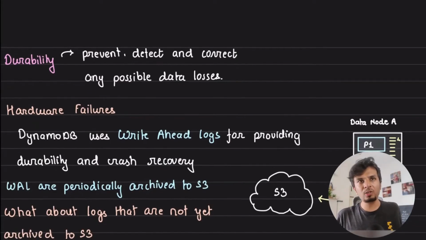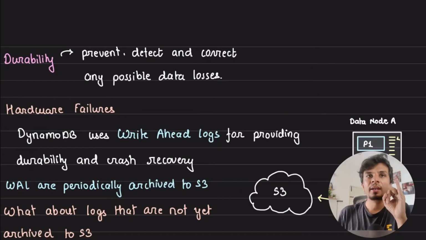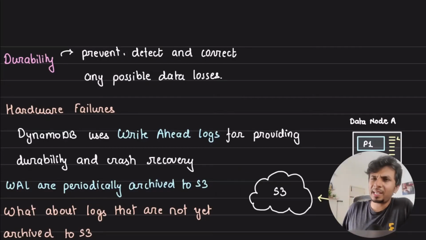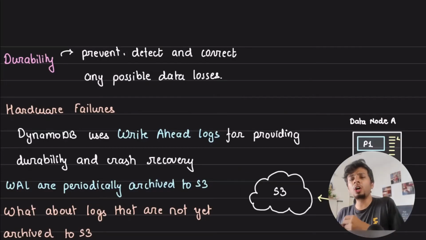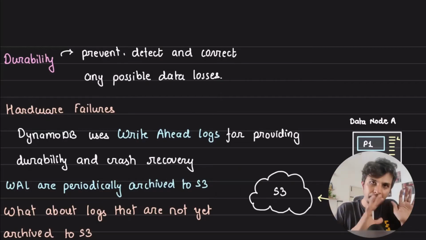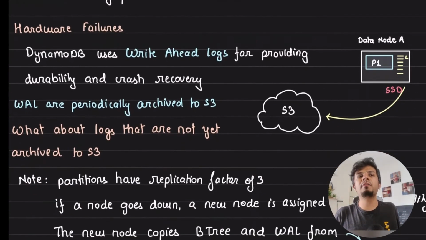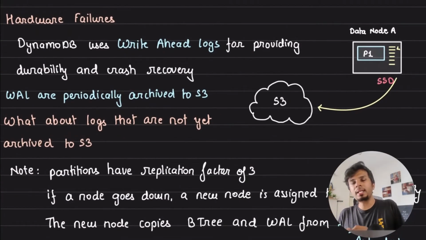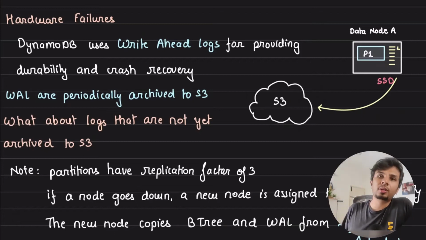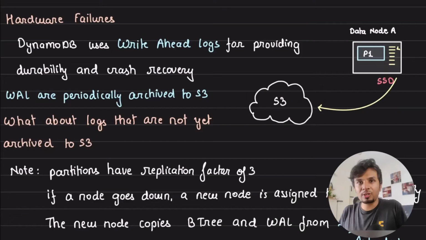Durability is more about how you have to prevent, detect, and correct any possible data issues. Whatever could go wrong, would go wrong, and you have to be prepared for that. Let's take the first example, hardware failure. For example, while you write something to the table, what if the node goes down? What if the node crashes? What if there's a disk crash? Are you able to recover from that? That's the question that you should ask. What DynamoDB does is use write ahead logs for providing durability. We discussed that.